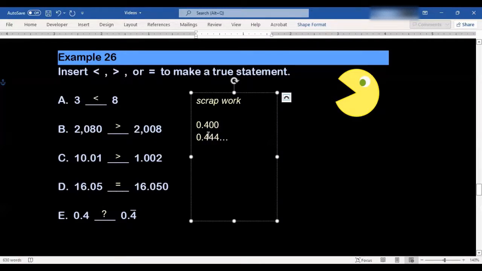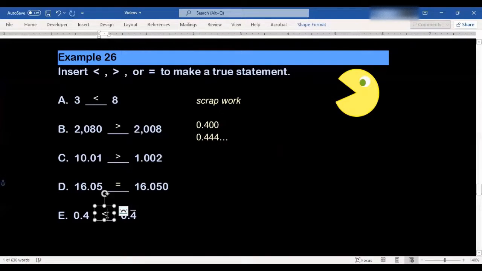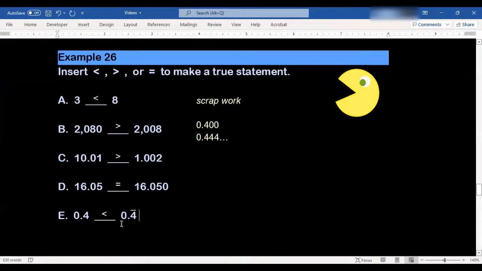So that means the 4 bar, or the 4 repeating, is going to be a little bit larger than just 0.4. So since this one is larger, the mouth is going to be opening towards this one. So it's going to look like that because it wants to eat the larger amount. Remember, it's a hungry symbol. Nom, nom, nom, nom.